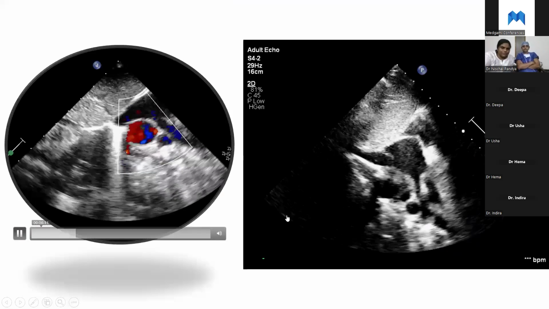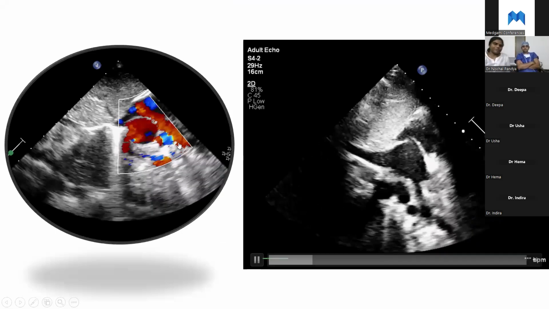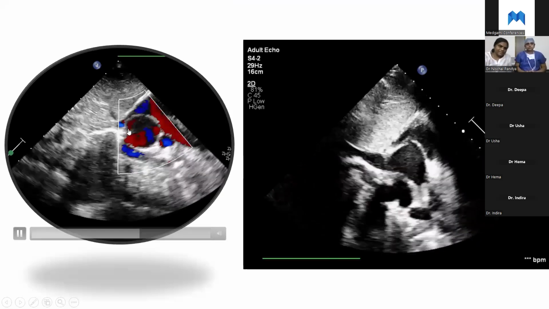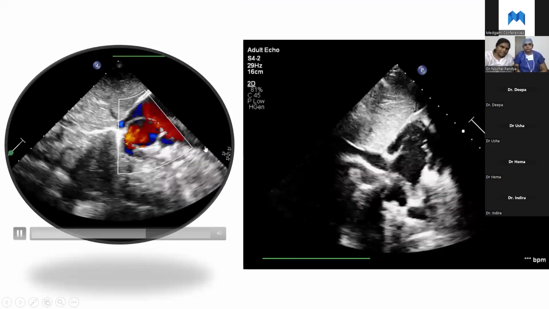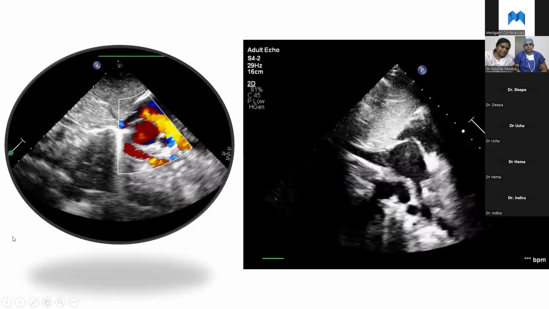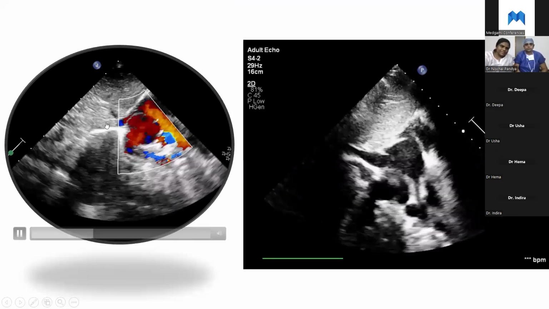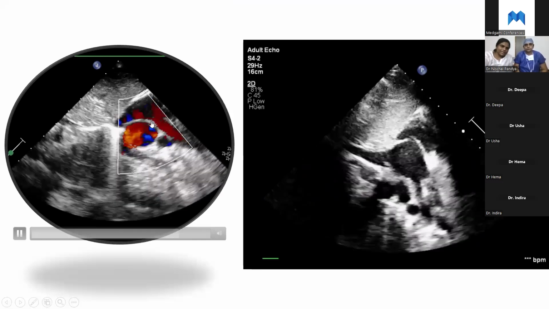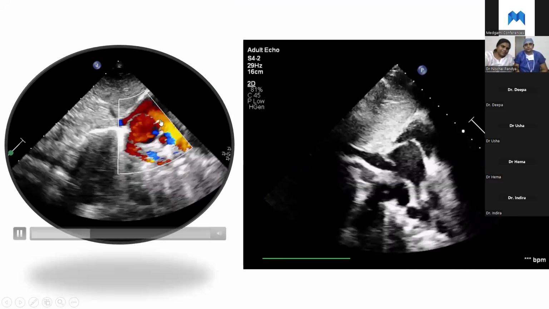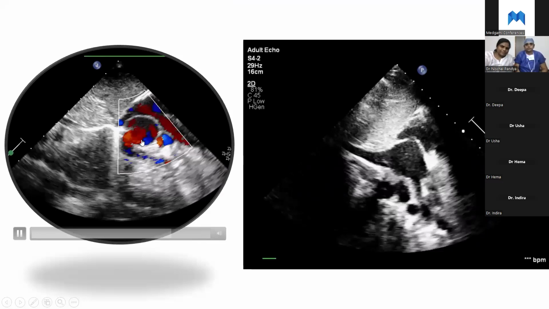These are our routine bicaval, subcostal bicaval views. And this is the interatrial septum which we see here. And this is the SVC seen draining into the right atrium. And this is the IVC draining into the right atrium. This is the interatrial septum dividing the right atrium and the left atrium.